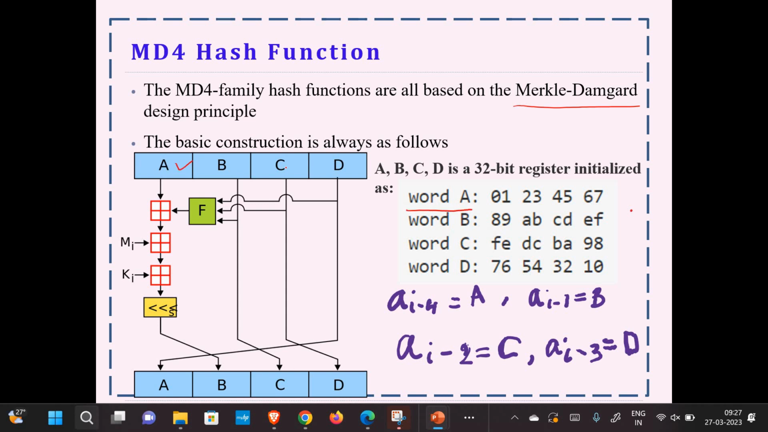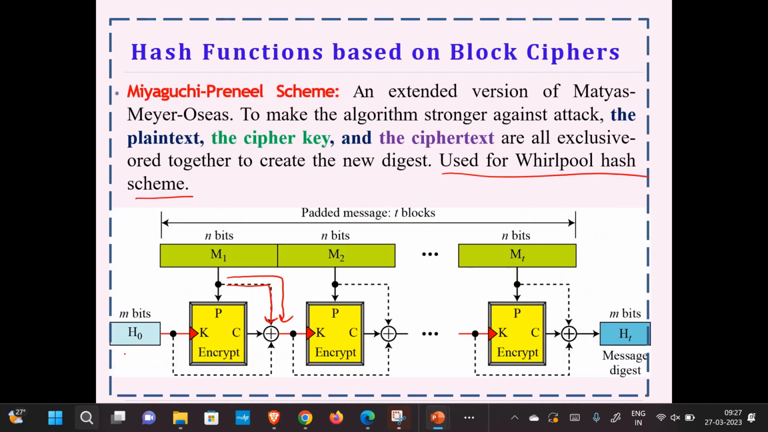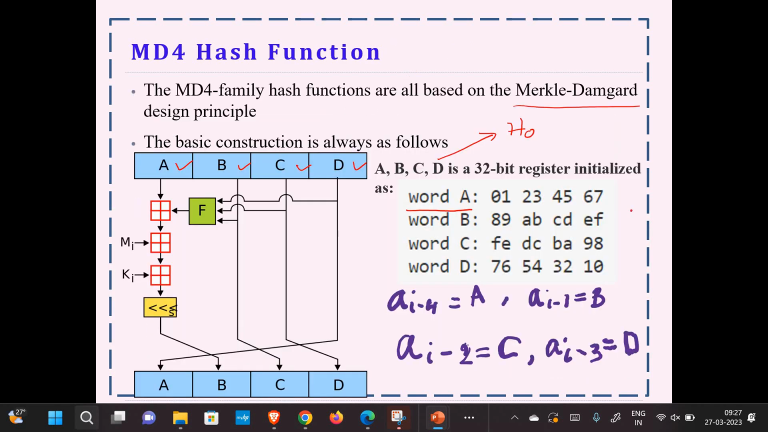A, B, C, D are the initial registers for the hash function. This A, B, C, D is nothing but, if I call it H0. Please focus on this, concentrate on this very carefully. H0 is what? H0 is the initial hash function. If you remember in the previous examples, H0 was here, the initial hash function. So this ABCD is the representation of that H0, which is nothing but a 32-bit register.